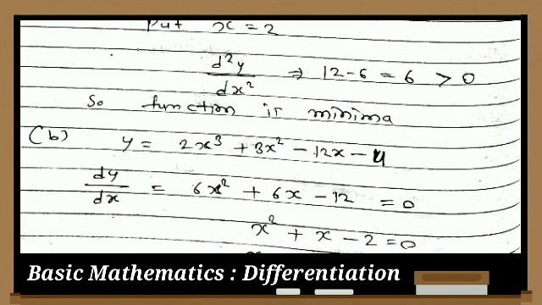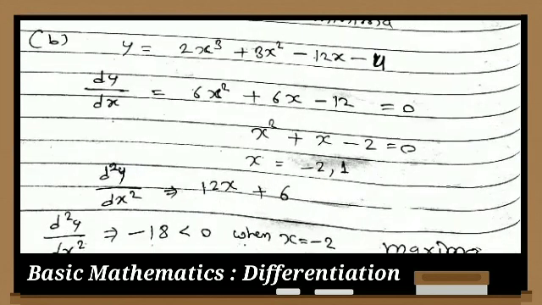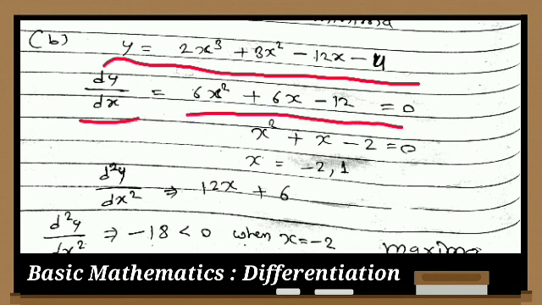Now let's see another example. The second example is y equals to 2x cube plus 3x square minus 12x minus 4. So find the value of dy by dx. The value of dy by dx is 6x square plus 6x minus 12 equals to 0. So x square plus x minus 2 equals to 0. So x equals to minus 2 and plus 1.